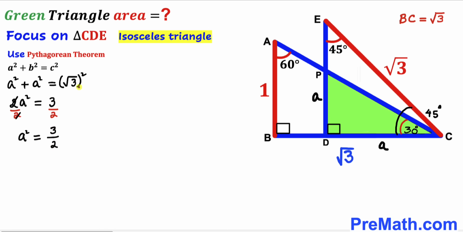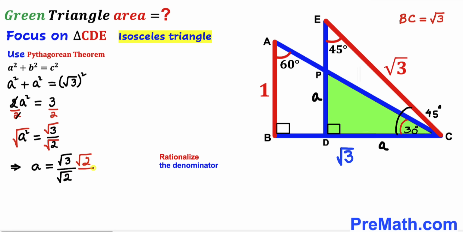And now I'm going to undo this square by taking the square root on this side, and I'm going to take square root over here as well. So therefore we can see that our lowercase a value turns out to be square root of 3 divided by square root of 2. And now we are going to rationalize this denominator by multiplying by square root of 2 and dividing by square root of 2 at the very same time.